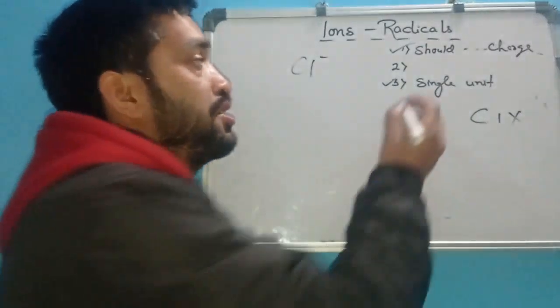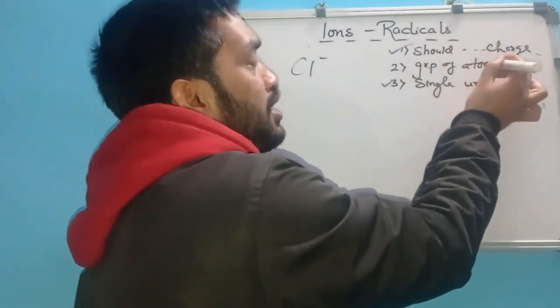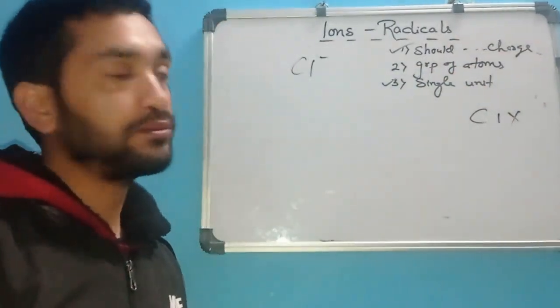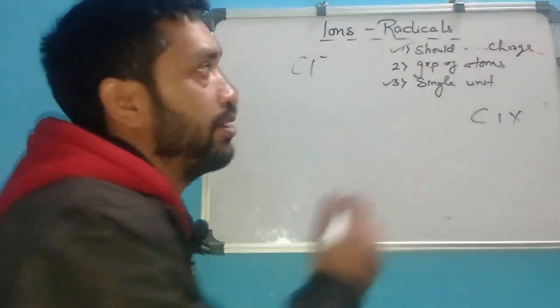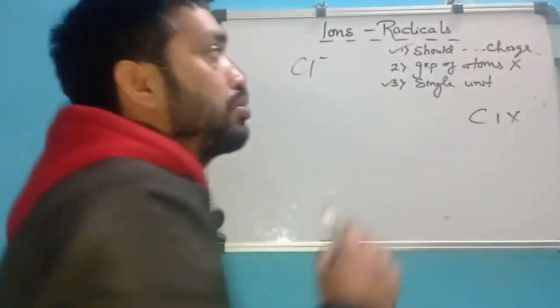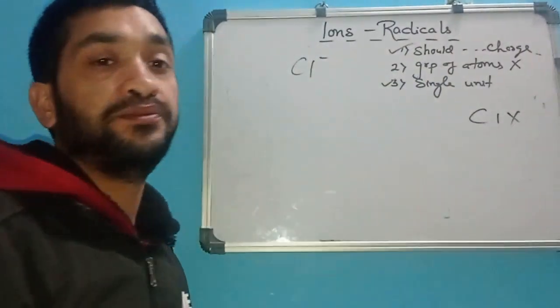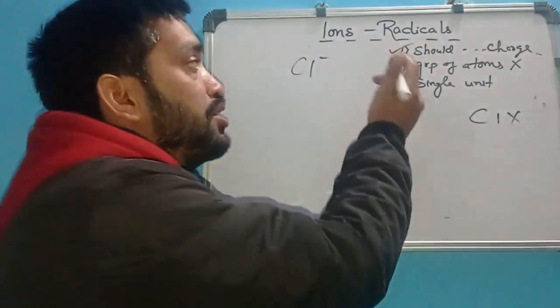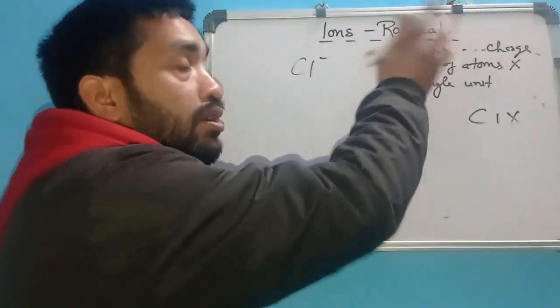But the second condition says group of atoms. Is Cl negative a group of atoms? Cl negative is not a group of atoms. It is a single element. The second condition is wrong. So Cl negative is not a radical, although two conditions are satisfied. But this condition is not satisfied. So Cl negative is not a radical.